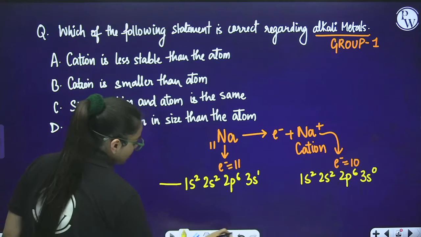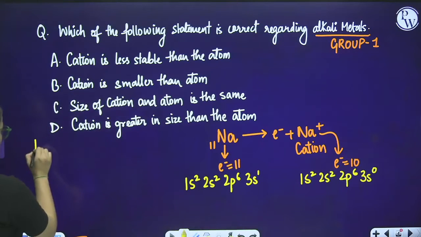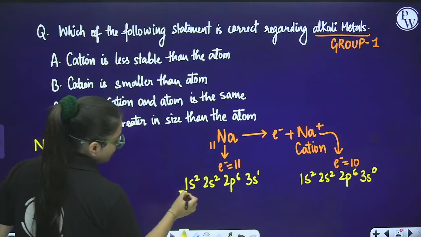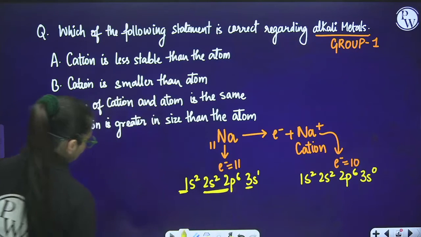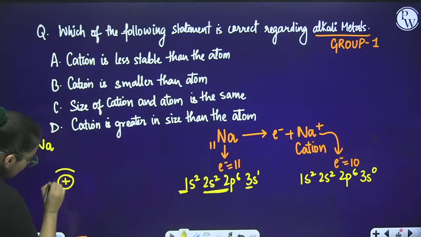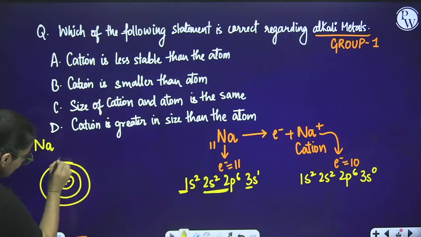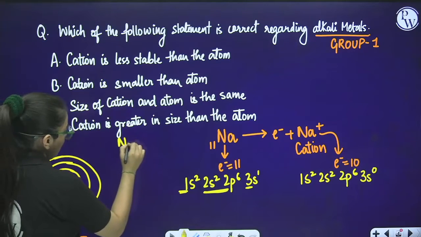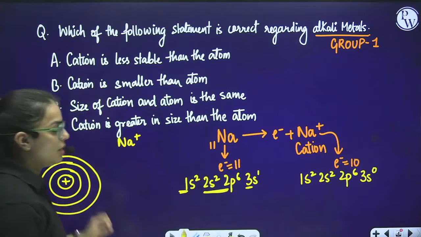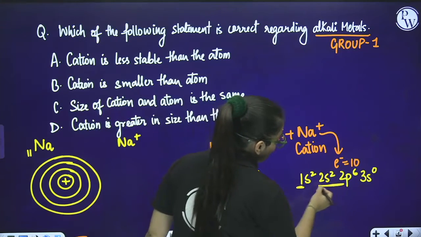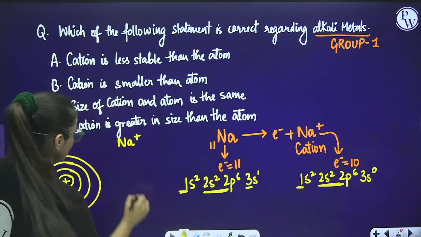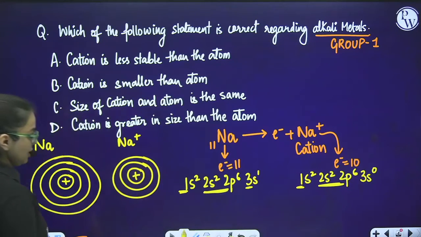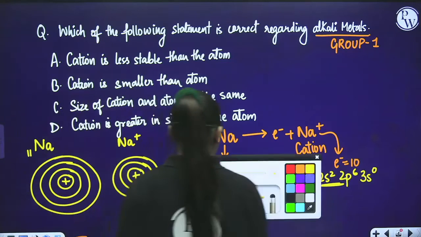Let's draw their structures over here. If I draw the structure of sodium, Na, it contains 11 electrons. It has how many shells? First shell, second shell, third shell, right? So this is the nucleus. This is the first shell, this is the second shell, and this is the third shell. This is of sodium. Let's create Na positive over here. How many shells in Na positive? The first shell contains electrons, the second shell contains electrons, the third shell contains 0 electrons, right? So only 2 shells: nucleus, first shell and second shell, right? Now students, let's fill all the electrons over here.